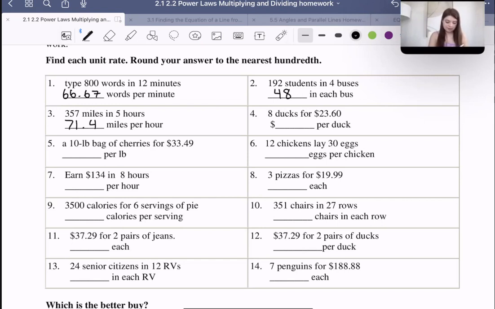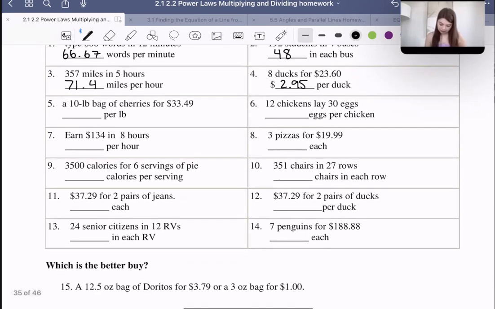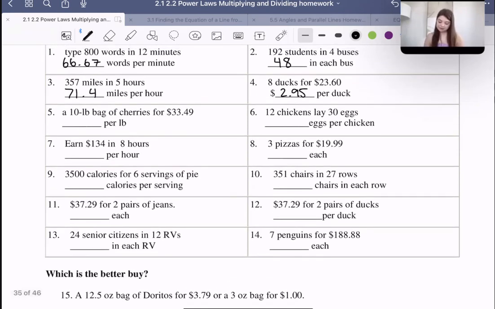So $23.60 divided by 8 gives us $2.95. So that means it costs $2.95 for one duck. I'm guessing rubber ducks, I'm not sure, but either way, $2.95 per duck.